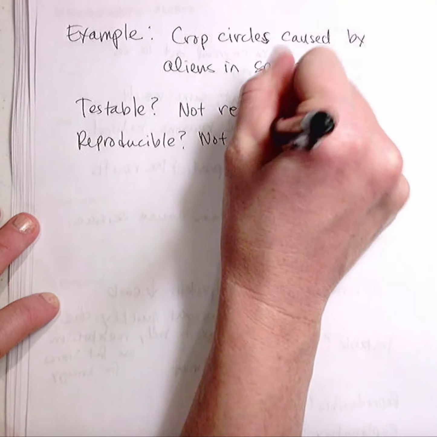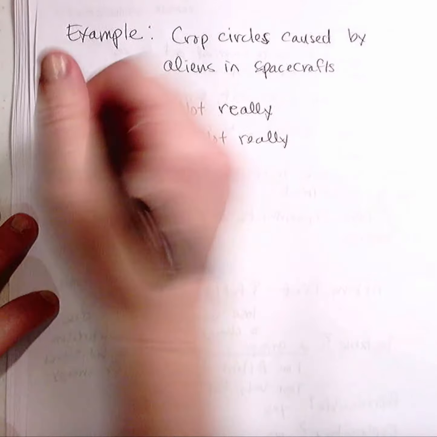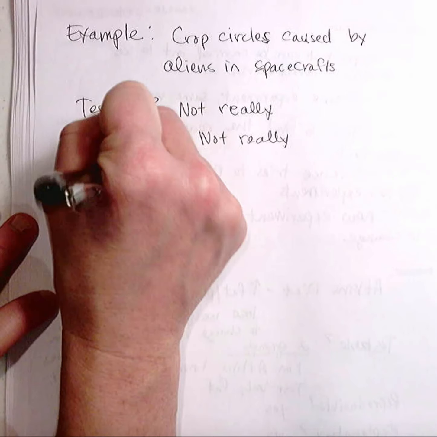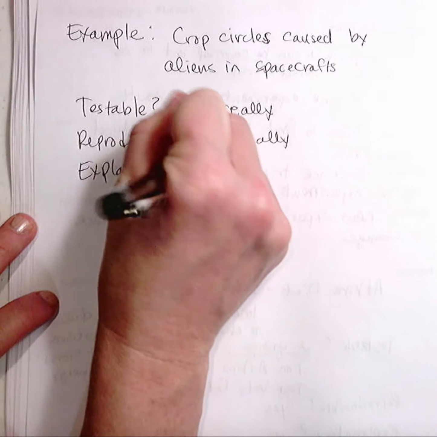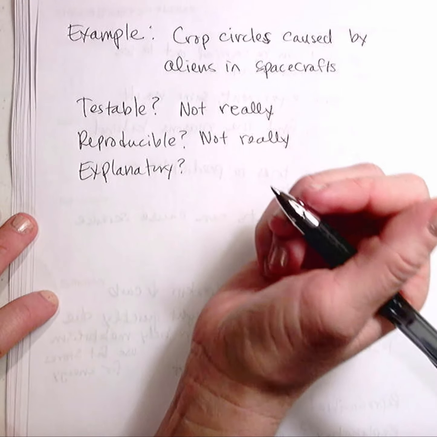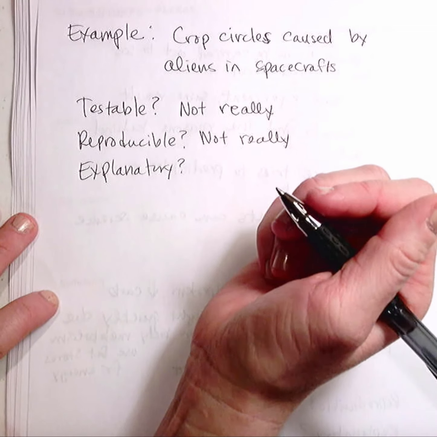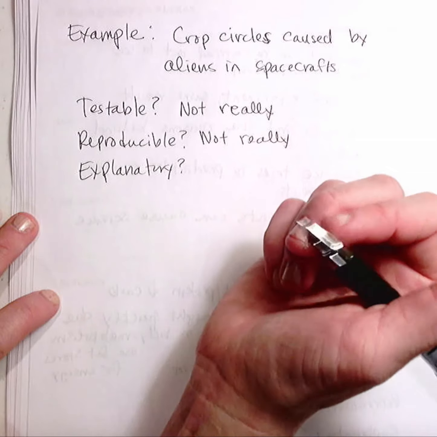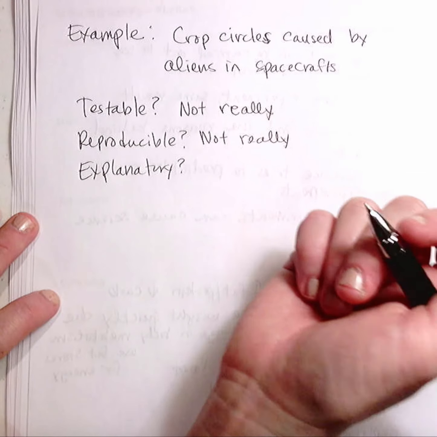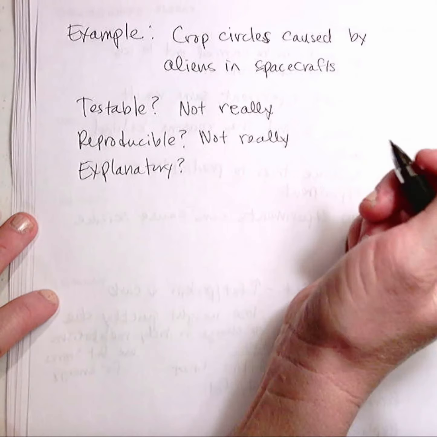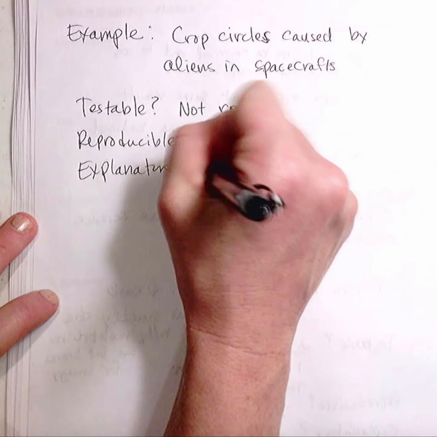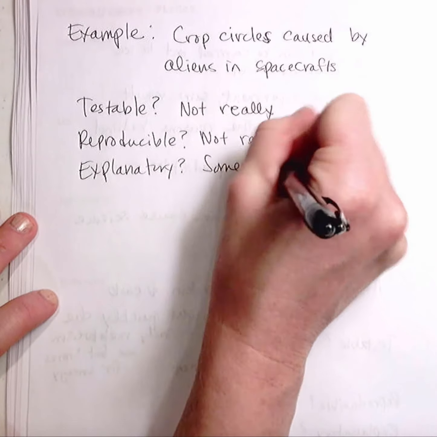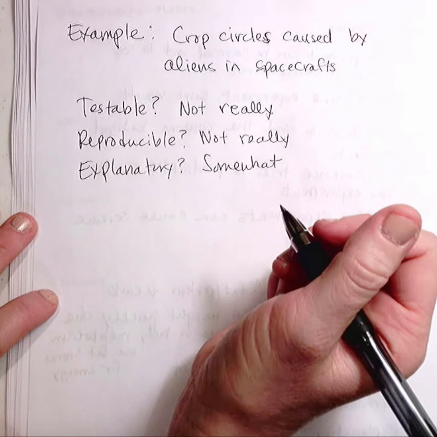Not really. Is it explanatory? Somewhat. Says that aliens created the circles, but does not explain why an alien would want to do that or what the purpose of the circles is or whether or not aliens actually exist. So, somewhat. Okay, is it predictive?